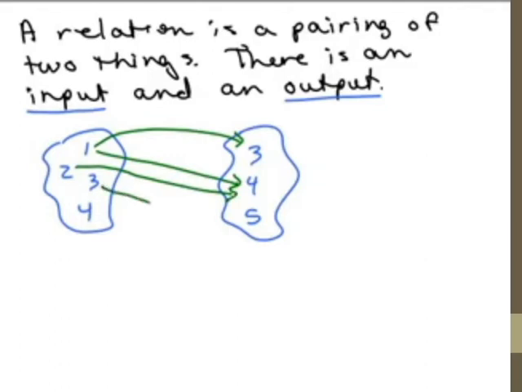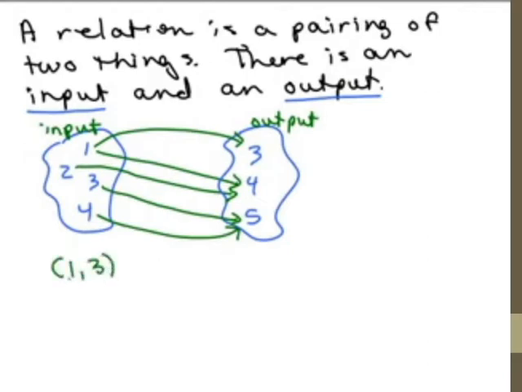So here's an example of a picture of a relation. Now, what it's saying is the input is over here on the left and the output is over here on the right. Now, if I was going to write that as a set of ordered pairs, notice if I put in a 1, I get a 3. Also, if I put in a 1, I get a 4, right? Okay, so those take care of those two lines.